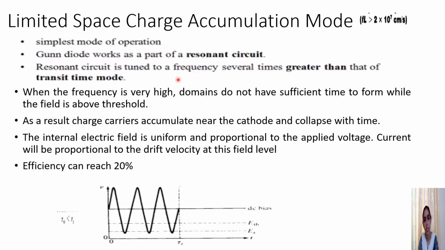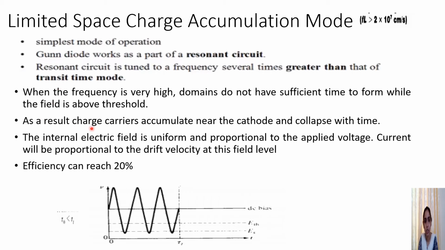Okay, so since the resonant frequency is very high for the tank circuit which we are going to use along with the Gunn diode, even if a domain is being formed by the Gunn diode, it will be quenched by the resonance circuit. So here remember that the domain is not being allowed to form at all. We cannot even say that actually a domain is formed. When the frequency is very high, the domains do not have sufficient time to form while the field is still above threshold. That is, the electric field may be above the threshold value, but still the domain cannot be formed because there is no sufficient time since the frequency is very high.